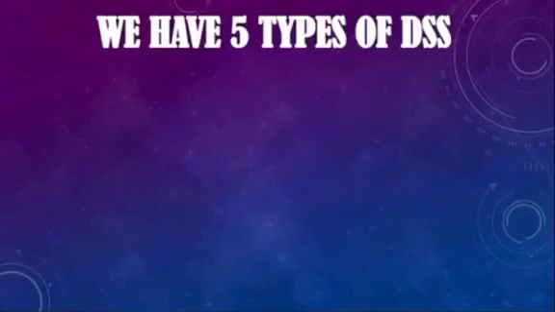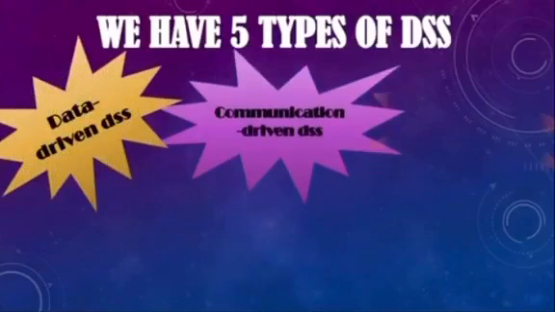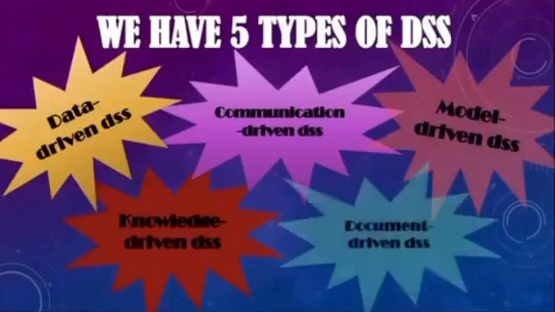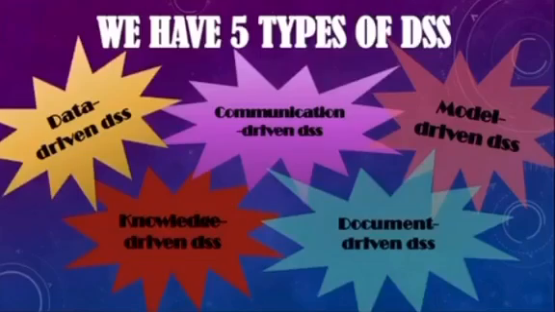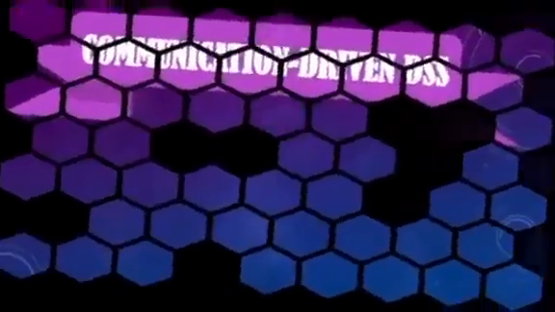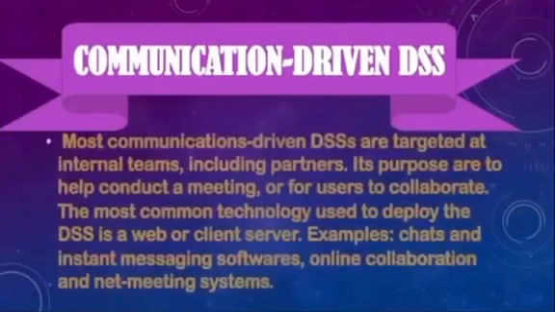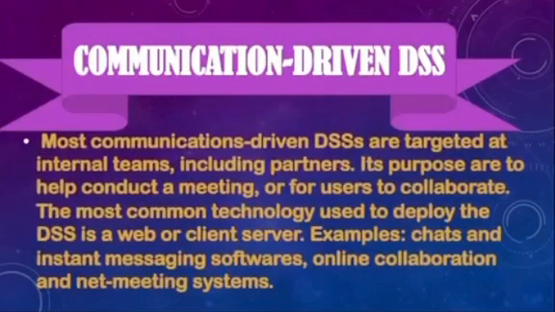There are 5 types of DSS: data-driven, communication-driven, model-driven, knowledge-driven, and document-driven. The first type is communication-driven DSS. Most of them target the internal teams, including partners, and its main purpose is for these internal users to collaborate. زي أي chat أو أي live أو الجروب chat اللي عملنا فيه البروجكت ده مثلا.